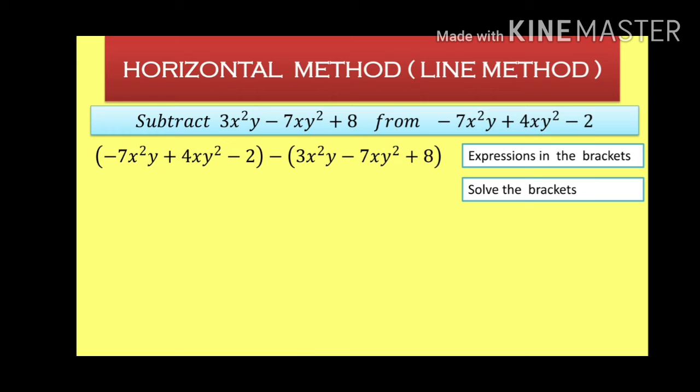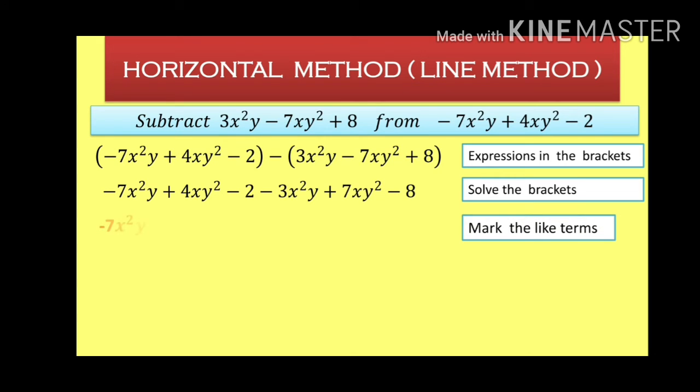Then we'll solve the brackets. As there is a minus sign in the middle, the signs will be changed. 3x squared y becomes minus 3x squared y. Minus 7 becomes plus 7. Plus 8 becomes minus 8 in the second expression. In the first expression, there is no sign outside, so it is positive. So no need to change any sign.